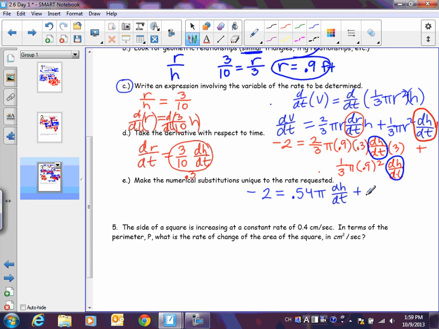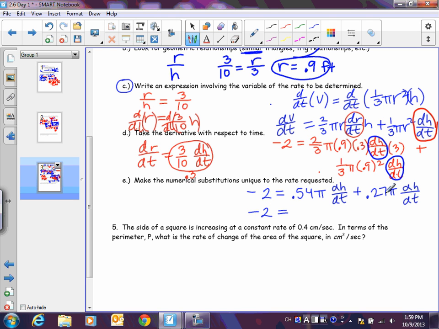Is this one 0.27? I didn't do that in my head. I'm not that good. I just know that it was 27/100 in my other class. All right, dh/dt. So do you see what I mean? It's just 0.54 pi times my variable. These are like terms. So let's just go ahead and add these up.